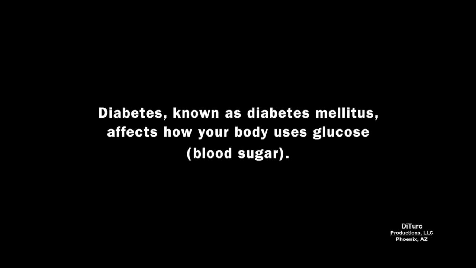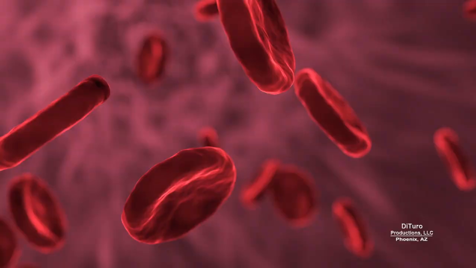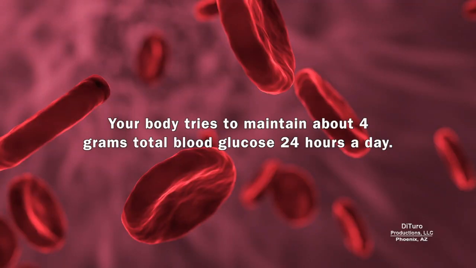What is diabetes? Diabetes, known as diabetes mellitus, affects how your body uses glucose. Your liver converts carbohydrates into glucose, and your pancreas releases insulin so your cells can use the glucose for fuel. Your body tries to maintain about 4 grams total blood glucose 24 hours a day.